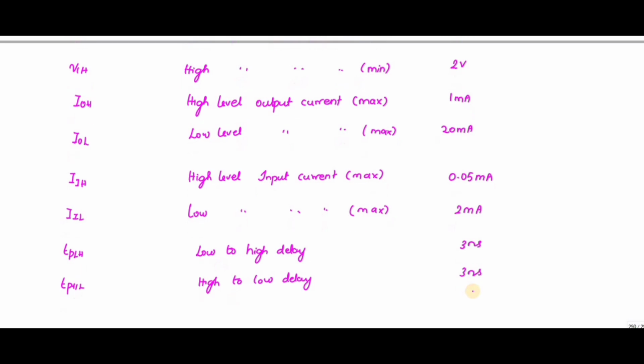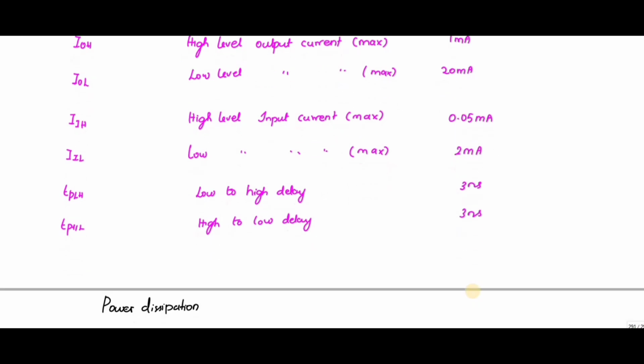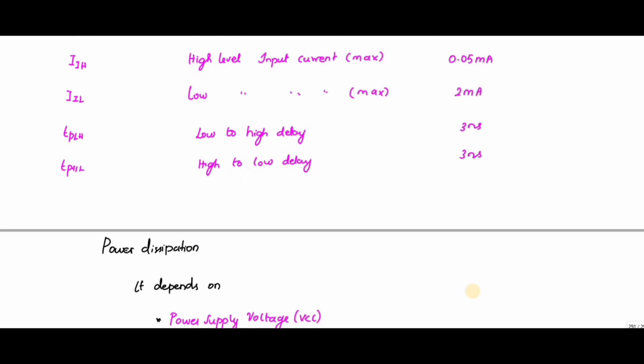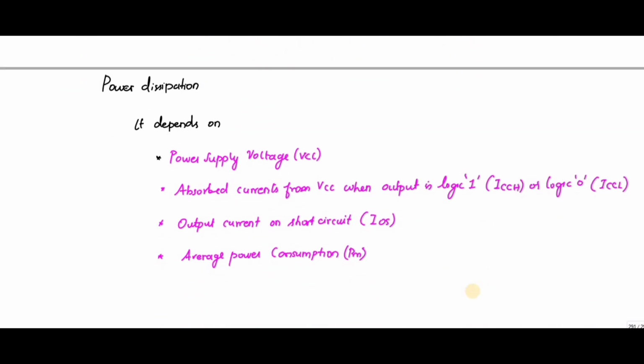So first let us discuss power dissipation. So what is power dissipation? Power dissipation depends on these parameters. One is the supply voltage and the current drawn from VCC when the output is logic 1, that is ICCH, or logic low, ICCL. Next, the output current on short circuit, that is IOS. Next, PM represents the average power consumption.